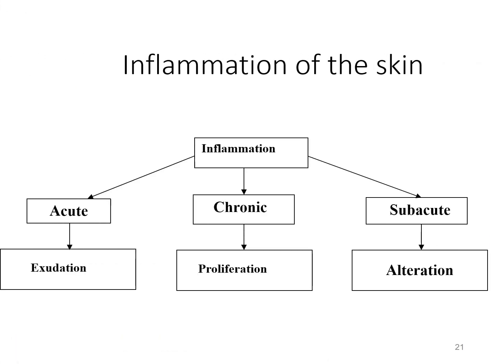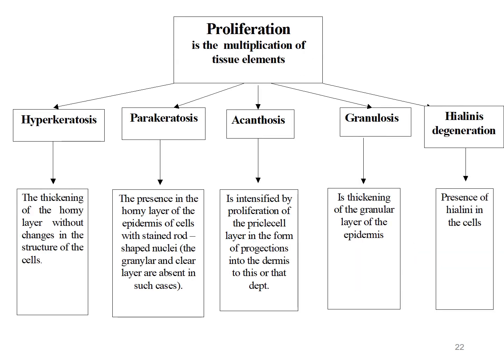Inflammation of the skin may be acute, chronic, and subacute. In acute type, exudation is produced, in chronic, proliferation, and in subacute, alteration. Proliferation is the multiplication of tissue elements. This is from the histological course. For example, the main processes taking place in the skin are hyperkeratosis, parakeratosis, acanthosis, granulosis.